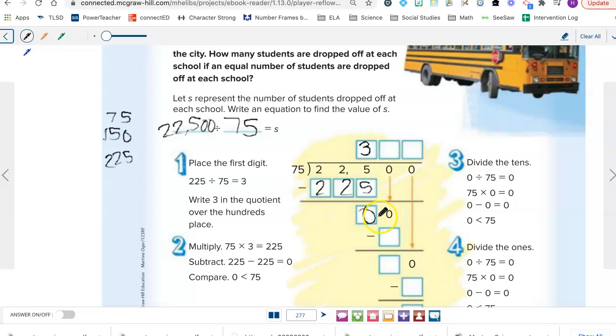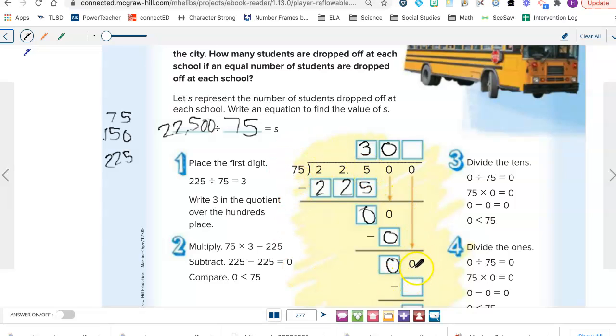75 cannot go into 0. So what I see a lot of you do is you automatically bring down this 0. That's not okay. What you have to do is, if it can't go into this number, you put a 0 here. 75 can't go into 0, but we still have to go through the steps. So after we divide, we multiply. 0 times 75 is 0. We subtract. We bring it down, we bring it back around, divide.